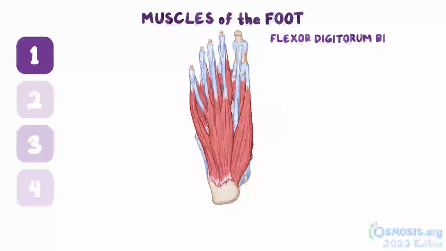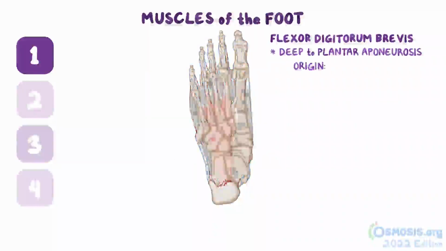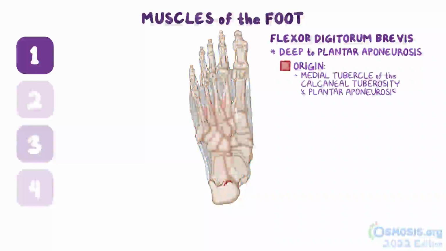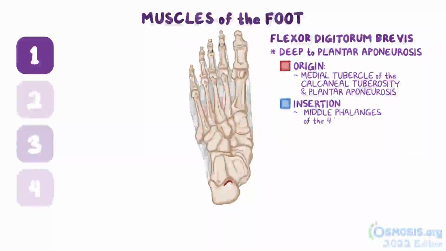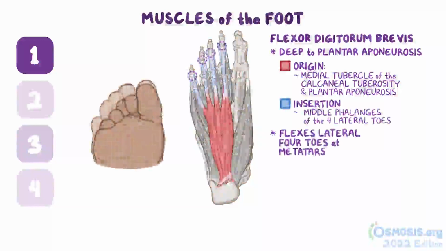Flexor digitorum brevis lies immediately deep to the plantar aponeurosis. It originates on the medial tubercle of the calcaneal tuberosity and the plantar aponeurosis, then moves towards the toes and inserts on the middle phalanges of the 4 lateral toes. This muscle flexes the lateral 4 toes at the metatarsophalangeal and proximal interphalangeal joints.